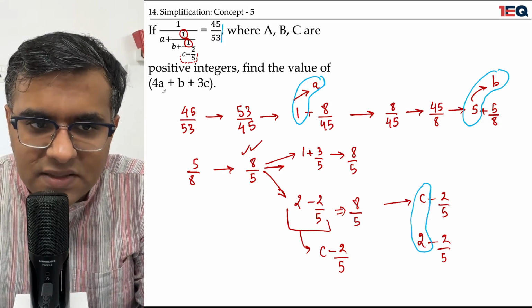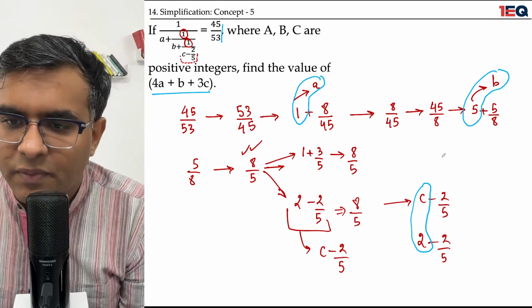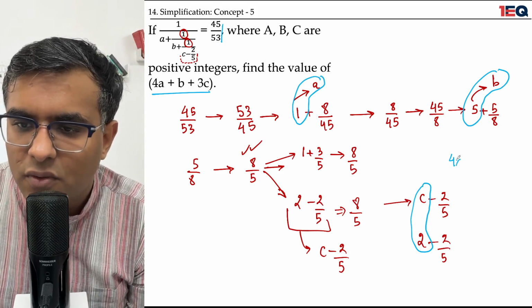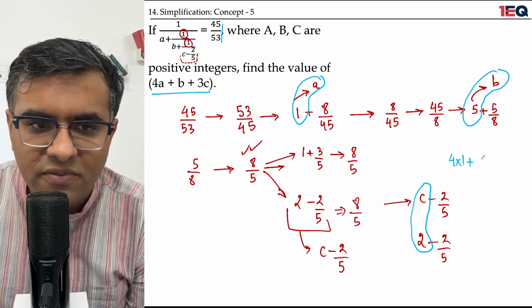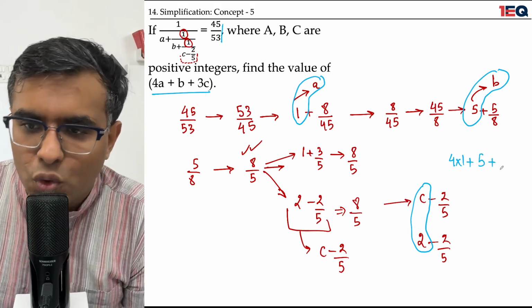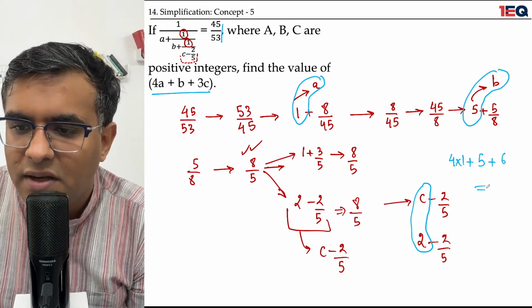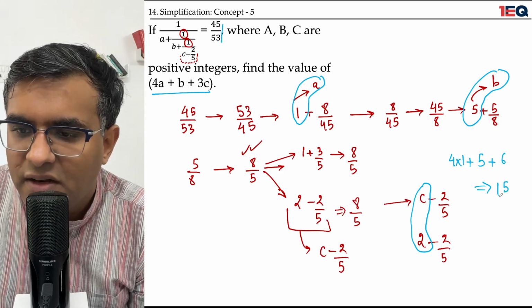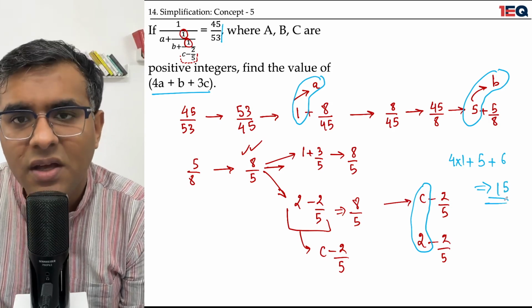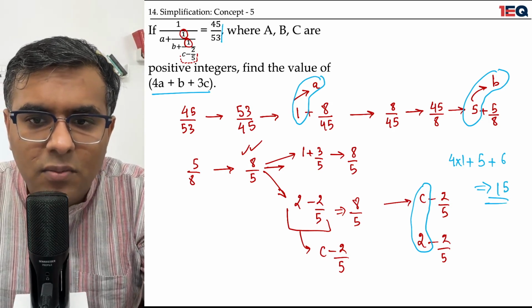What has been asked is 4A plus B plus 3C. So the value of A is 1, so 4 into 1, plus the value of B is equal to 5, so that's 5 over here, plus 3C, where C is equal to 2, so 3 into 2 is equal to 6. So 4, 5 is 9, 9 and 6 is 15. So my final value of this question is going to be 15. All right, so let's move on.